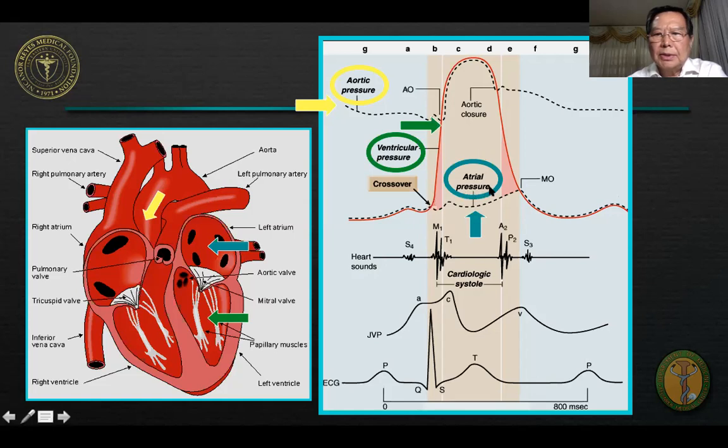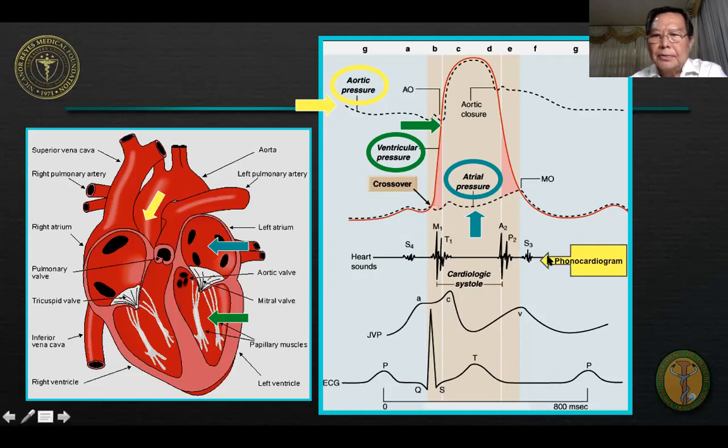So these are your atrial pressure, specifically that of the left atrium. Worthy of note is the fact that basically the pressure inside the left atrium is quite low. And again, take note that at diastole, the pressure in both the left ventricle and the left atrium are the same. Okay.